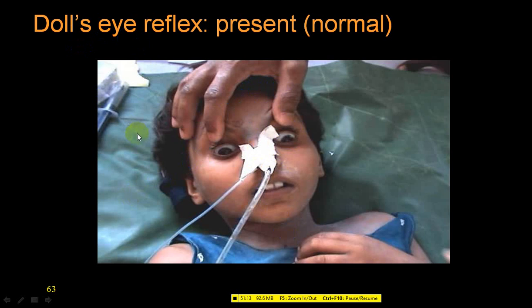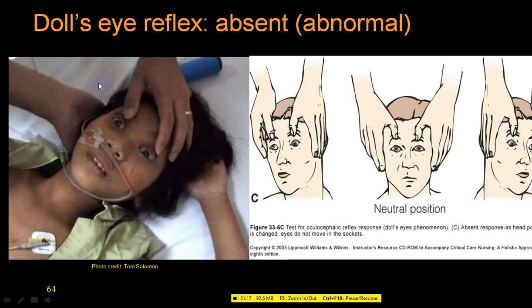That will be in case of damage at the level of the pons. So if doll's eye movement is preserved, it means the pons is intact. If doll's eye movement is absent, it means the pons is damaged. One important clue.